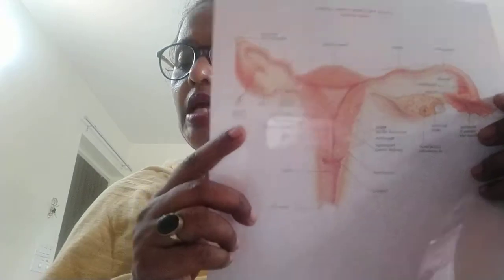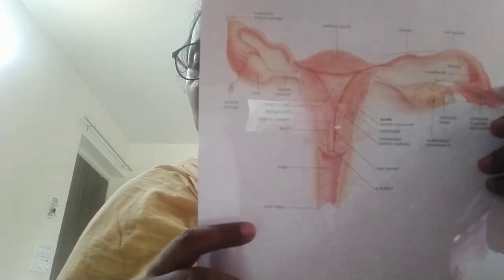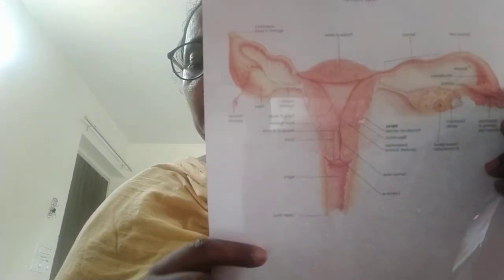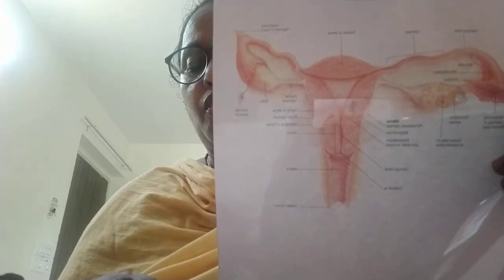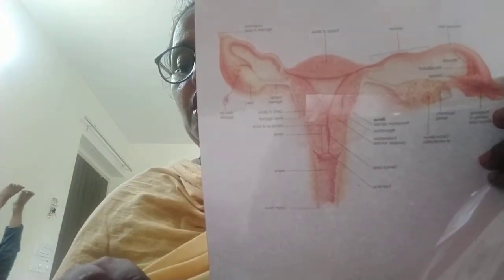Then comes the ampulla. Here it is, the ampulla, after the isthmus. The ampulla is the tortuous, wide, lateral half, 5 centimeters in length, and its lumen measures 1.2 mm medially to 6 mm at the outer end.